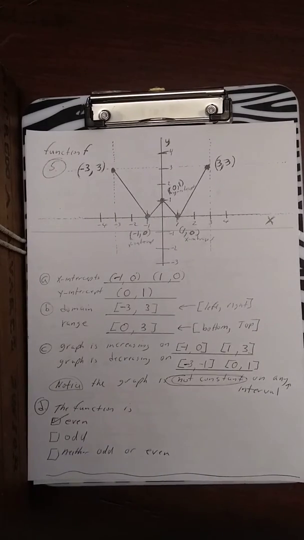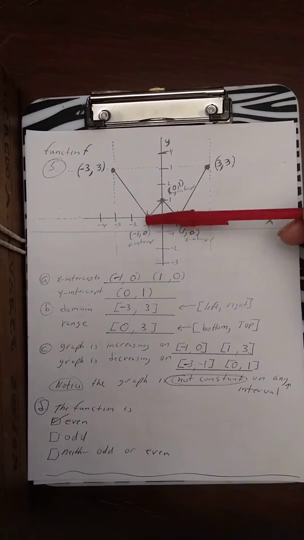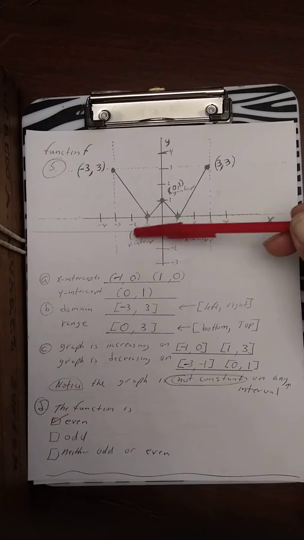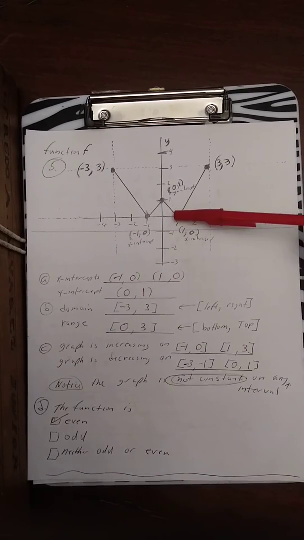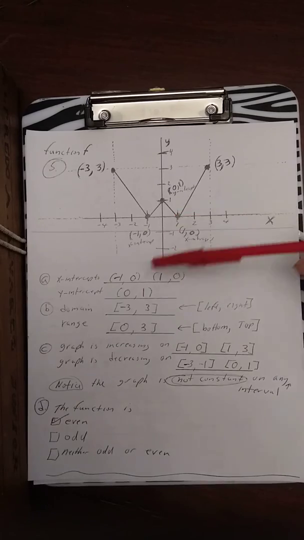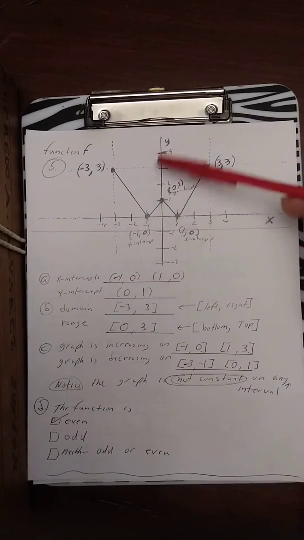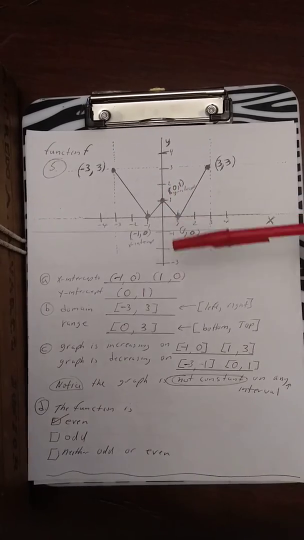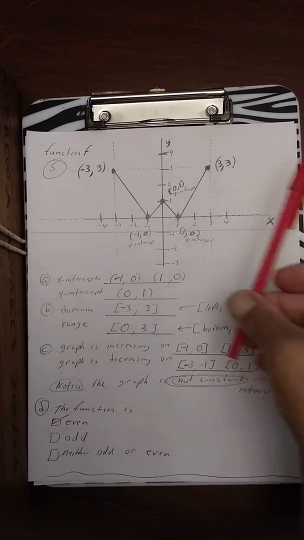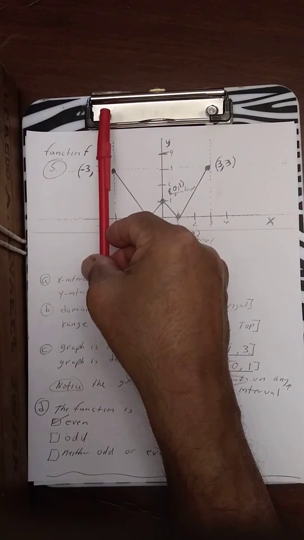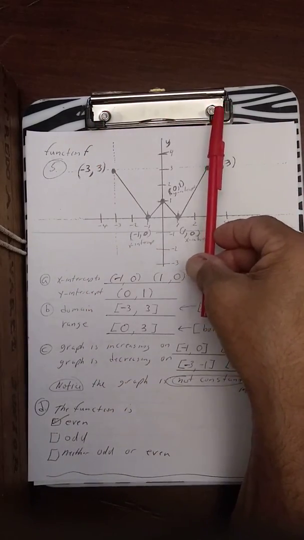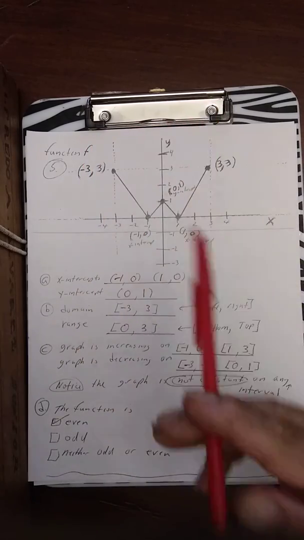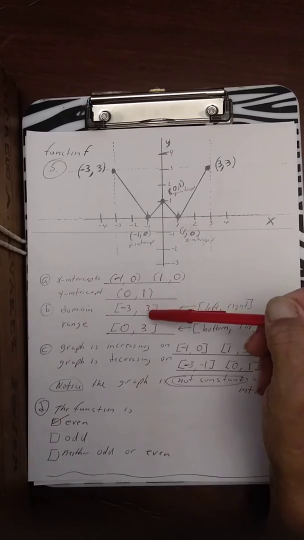Alright, for this function f, we need to find all this information here. First of all, x-intercepts. This is the x-axis. There's an x-intercept, negative 1, 0. And there's another one right here at 1, 0. So y-intercept. There's a y, so it's 0 and 1. There's one right there. So now domain, left and right. This graph starts at negative 3, goes all the way to positive 3. So the domain is negative 3 to positive 3, the left to the right.